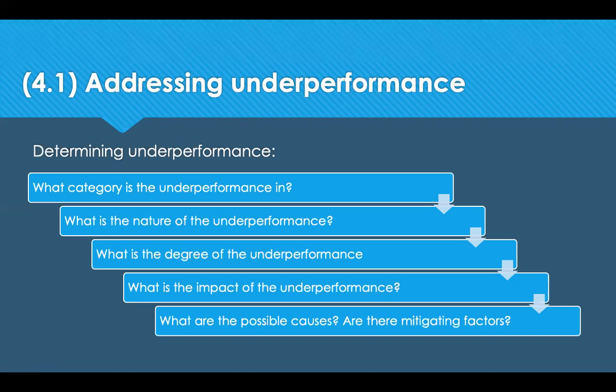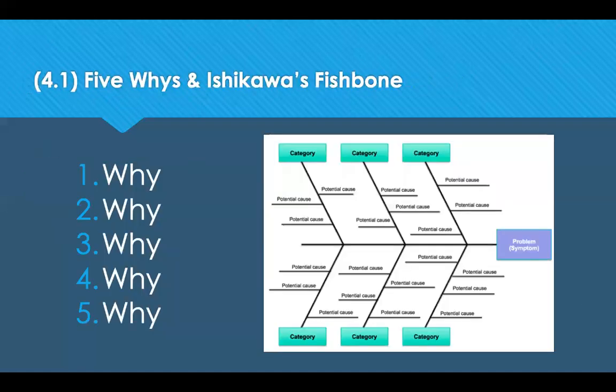What about if around 5% of goods are damaged or faulty in every delivery from a particular supplier? You can see by those 3 examples that the answers to those questions will be different in every single circumstance. So it's really important you ask those questions before you try and address the underperformance. The 5 whys and the Ishikawa Fishbone approach can be used to get to the root cause of the issues, because there could be multiple issues.